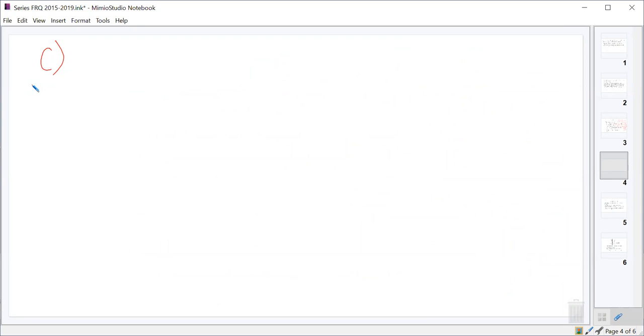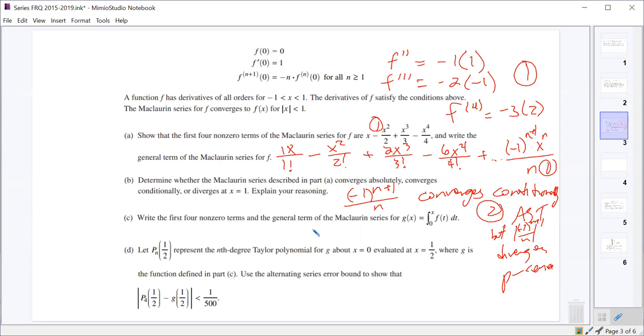Apparently so. All right, part C asked us to write the first 4 non-zero terms and the general term of the Maclaurin series for g of x, which is the integral from 0 to x of f of t. So if we're going to write the first 4 non-zero terms, we need to integrate this series from 0 to x, which means we need to integrate each of these terms term by term. So what should the first one become?